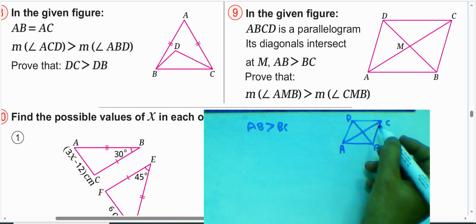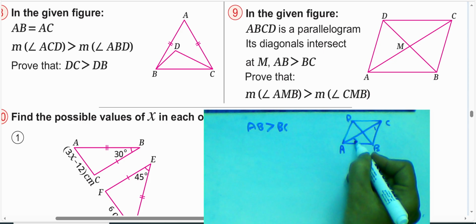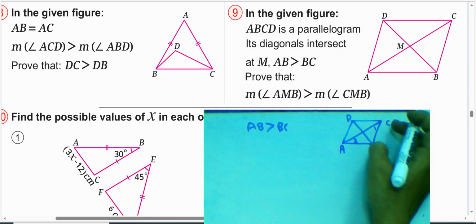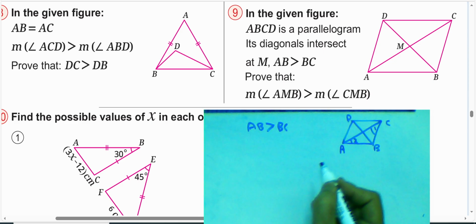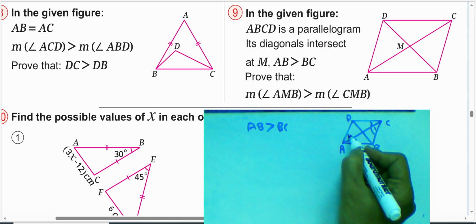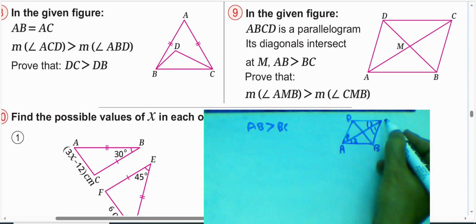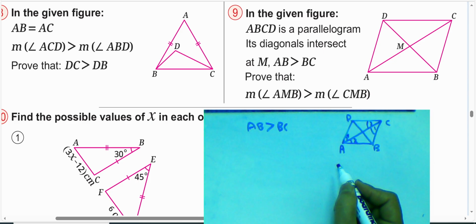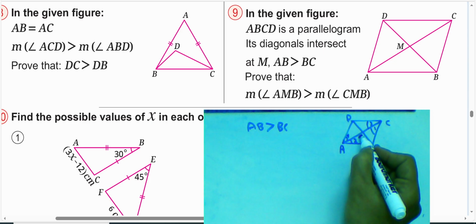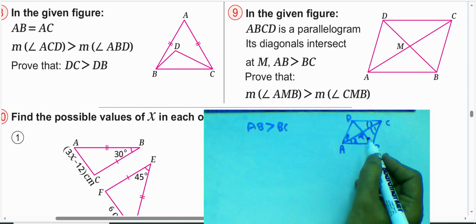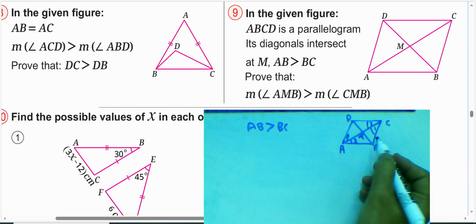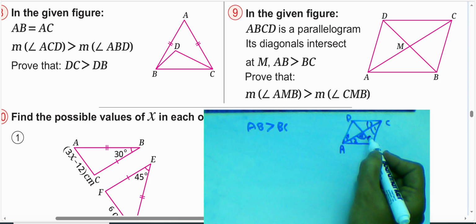In this angle we call it 1 and here 2. AB greater than BC, then the measure of angle 1 is greater than angle 2. And we have angle 3 and angle 4. This also: angle 3 is greater than angle 4, because the diagonal bisects the vertex. He wants to prove that AMB, this angle, is greater than angle CMB.